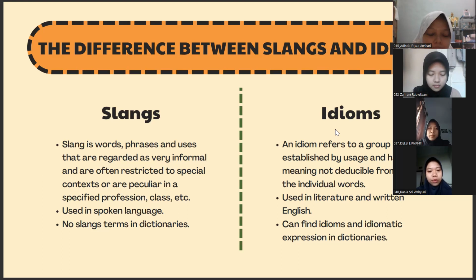And we can find idioms and idiomatic expressions in well-known and well-compiled lexicons and dictionaries. But on the other hand, you cannot find slang terms in dictionaries. They are often heard in spoken English. The next material will be delivered by Ade Dimas.